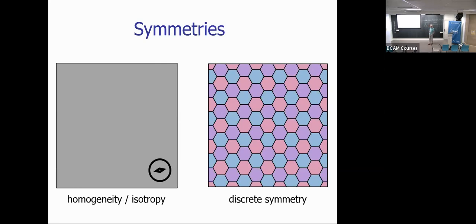But sometimes you find patterns, and patterns are associated with the existence of discrete symmetries. Here, for example, this hexagonal pattern, this tessellation into hexagons, you clearly see that the complete spatial symmetry is broken, and only one particular symmetry remains, namely the sixth dihedral group. It is the spatial symmetry of this pattern.